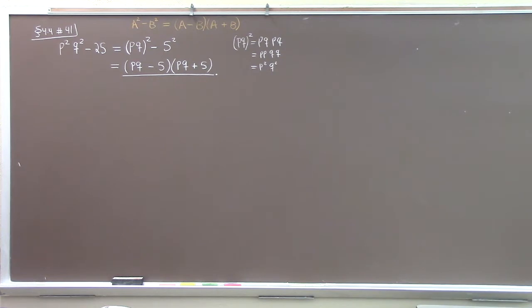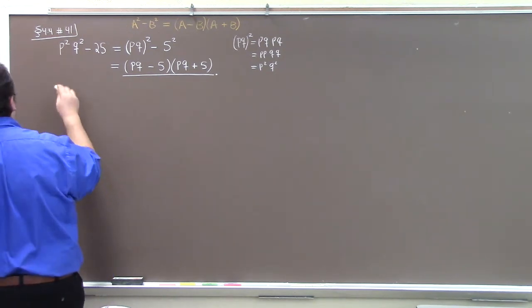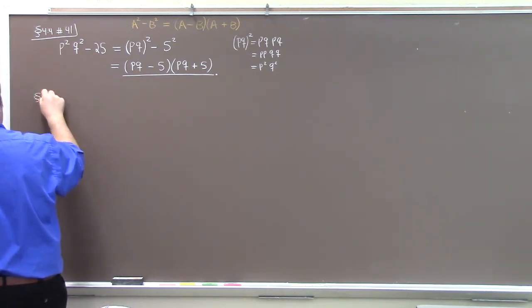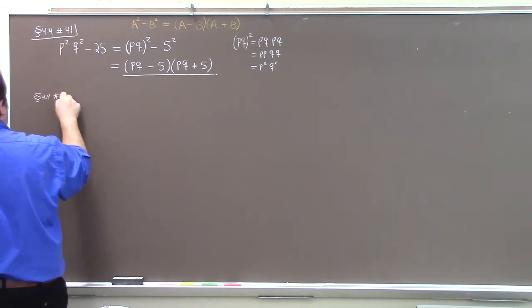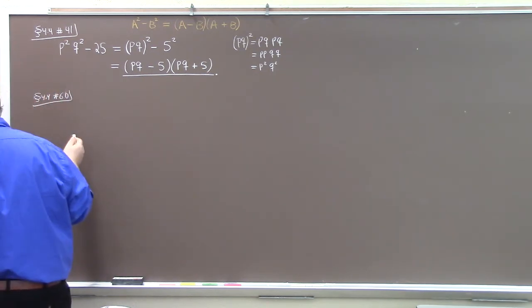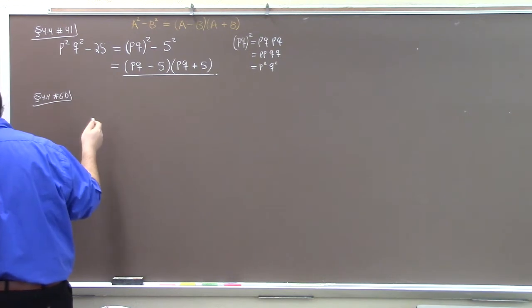Let me see if I can find another one with P's and Q's. Here, maybe this one's the one you got stuck on. This one's kind of tricky. Number 60. I'm not sure I know how to do this one right offhand. I mean, I do because I got the answers in this book, but that's kind of cheating, isn't it?